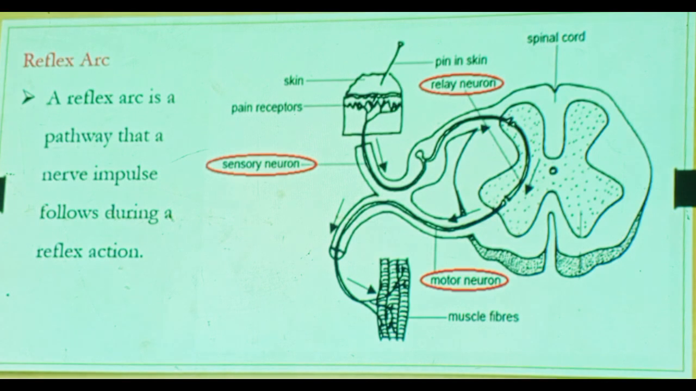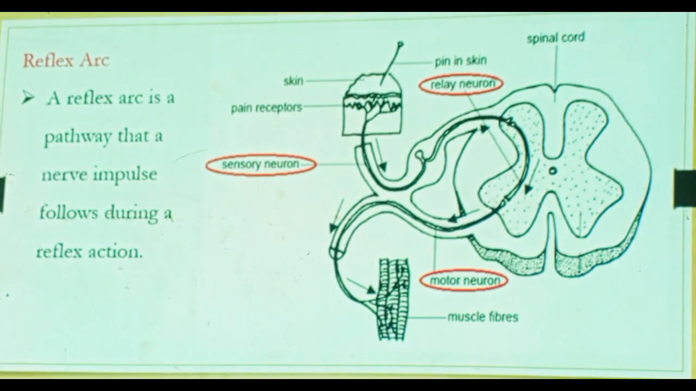Skin is a multiple sense organ. It can detect temperature, cold or hot, touch, pressure, and many others. Then the sensory neuron takes the information to the spinal cord. Inside the spinal cord, there are associative neurons or relay neurons which connect sensory neurons with motor neurons. Decision is made in the spinal cord, then the response comes through motor neuron to the effector organ. In this case, the effector organ is muscle.